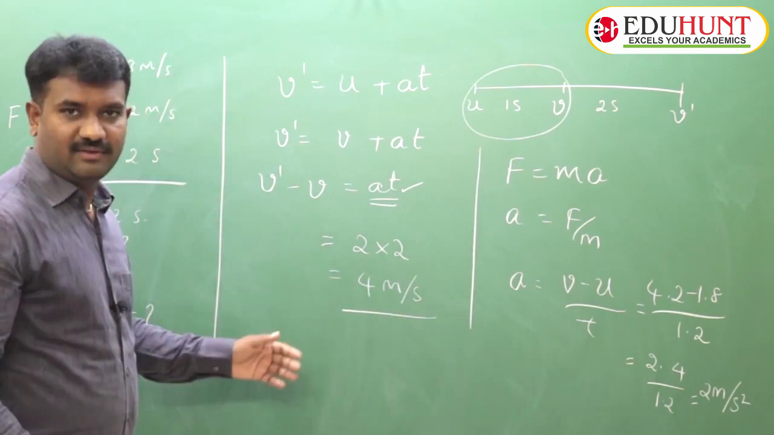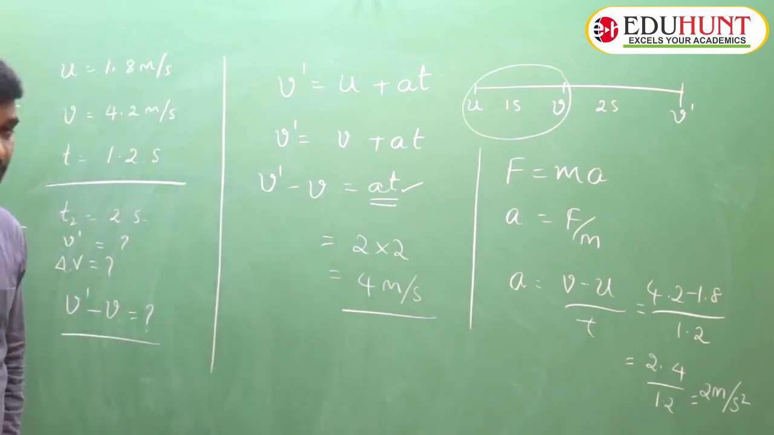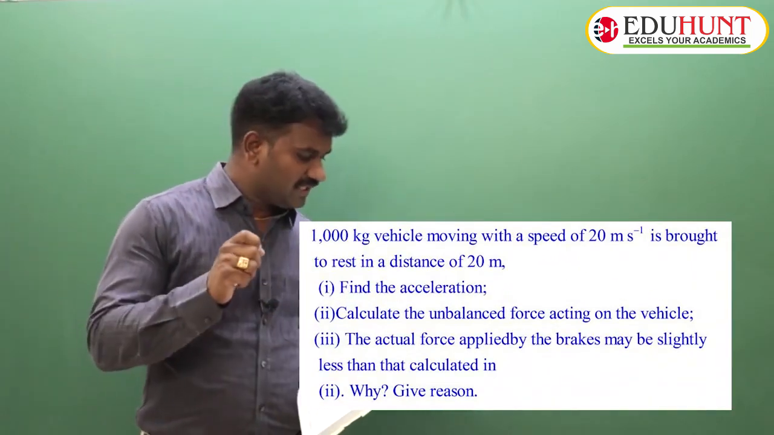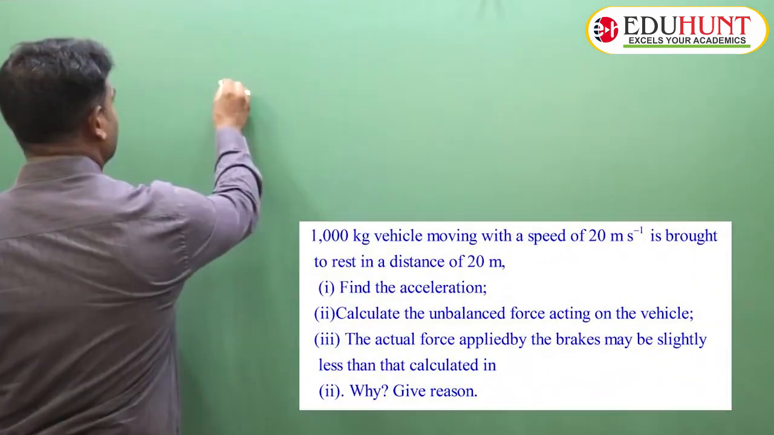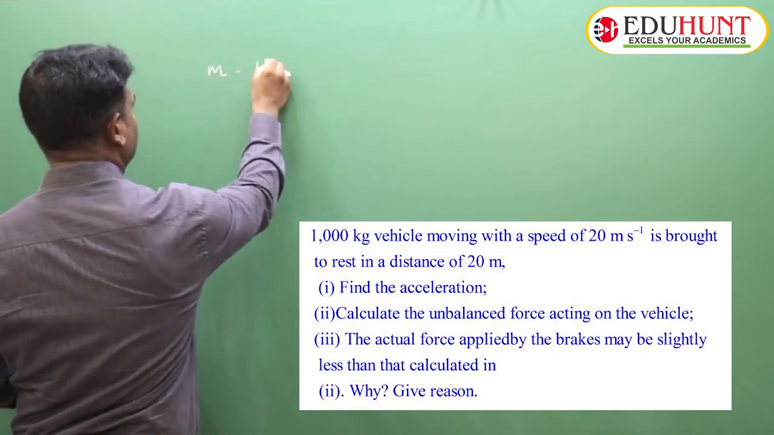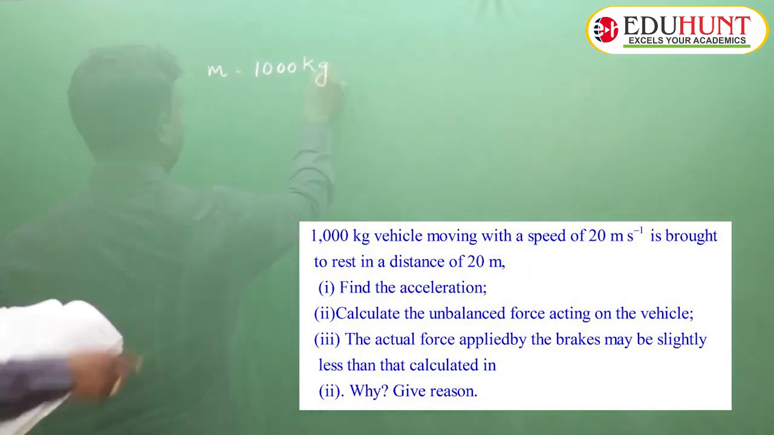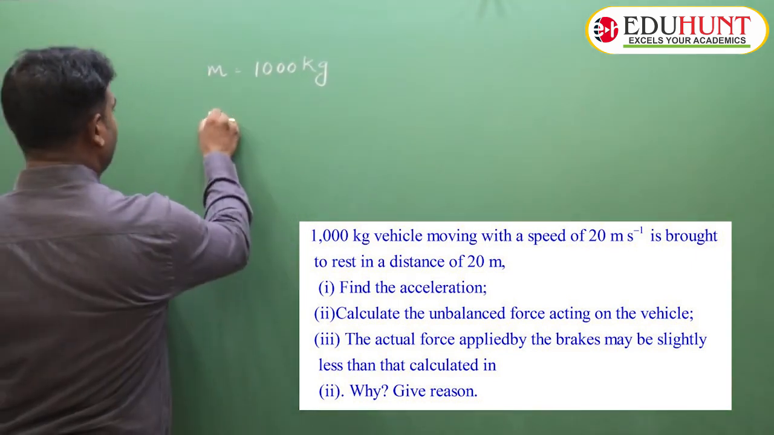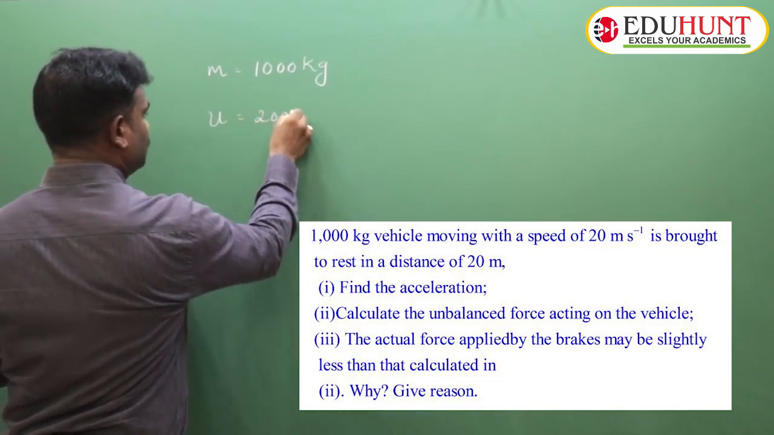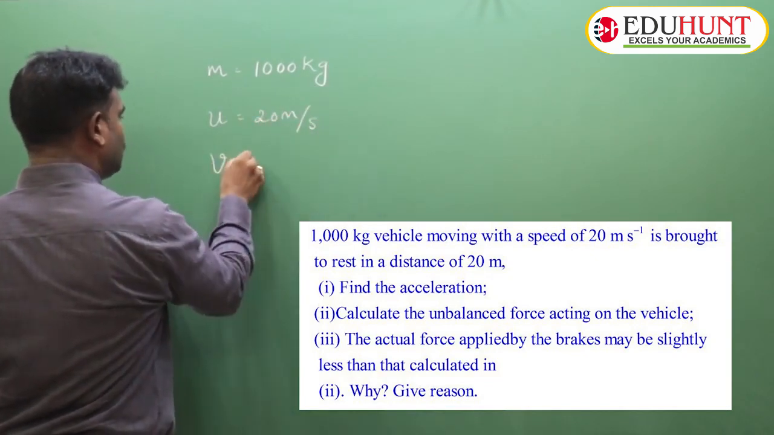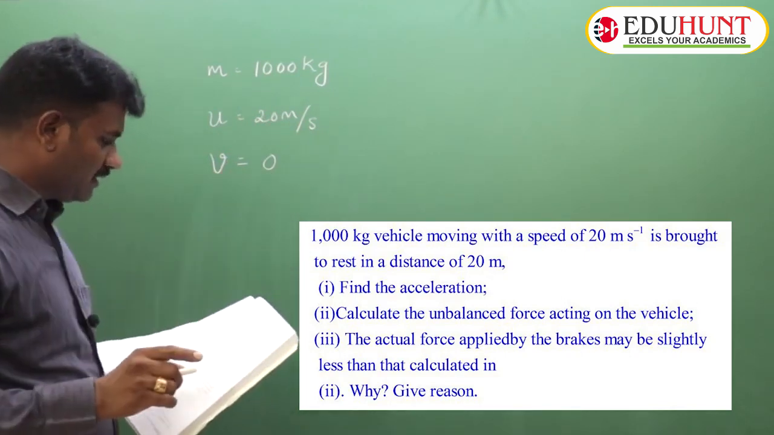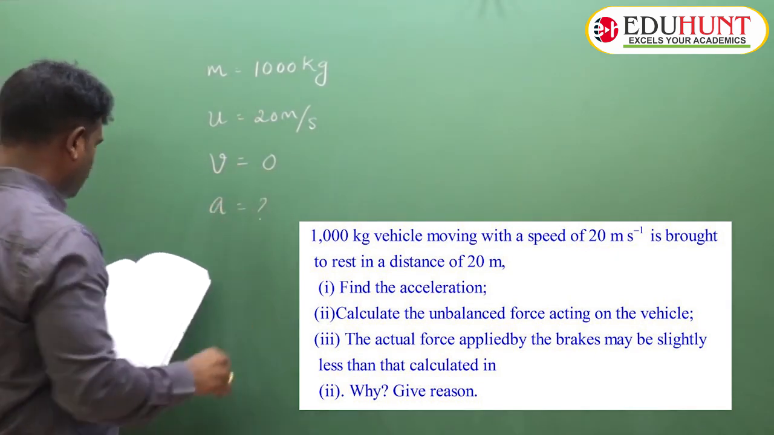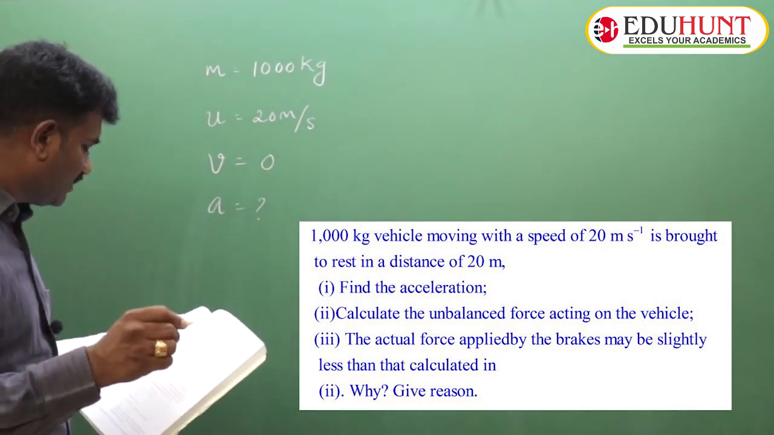That's all. So very beautiful question. Note on this. Look at this one. A 1000 kg vehicle is moving with a speed of 20 meter per second. So the mass of the vehicle is equal to 1000 kg, moving with a speed of 20 meter per second, U is equal to 20 meter per second, and it is brought to rest, V equal to 0. The question is to find the acceleration and calculate the unbalanced force acting on the vehicle.